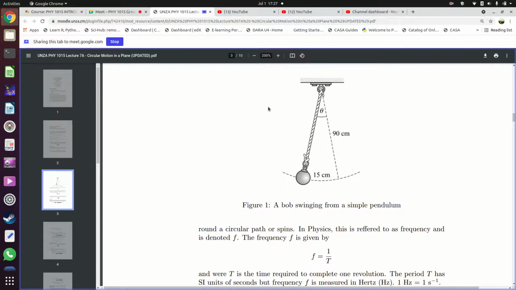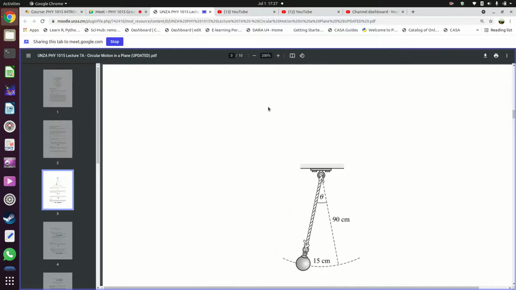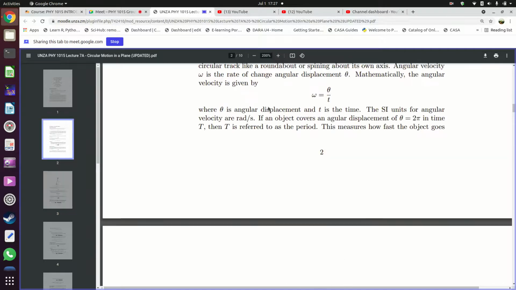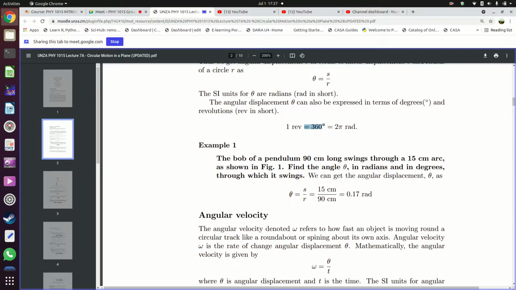Okay. So the angles, if you measure, say, 45 degrees or so, that is the angular displacement you're talking about, through which an object has moved. So in this case, our angular displacement theta is just going to be equal to S over R. That's going to be 15 centimeters, which is the arc length, divided by the length of the pendulum, which is 90 centimeters, which is the radius.